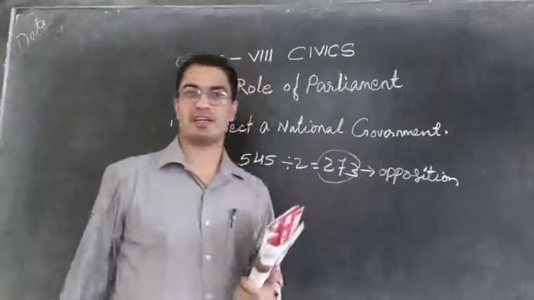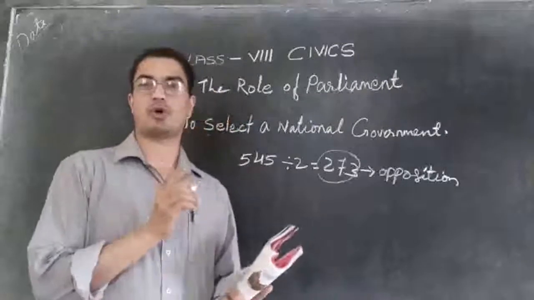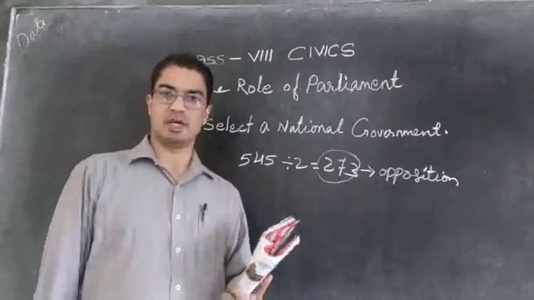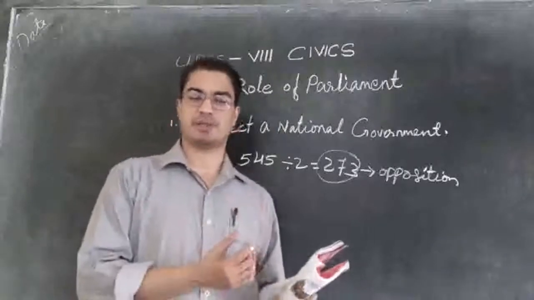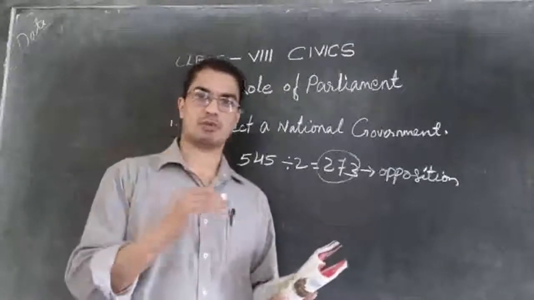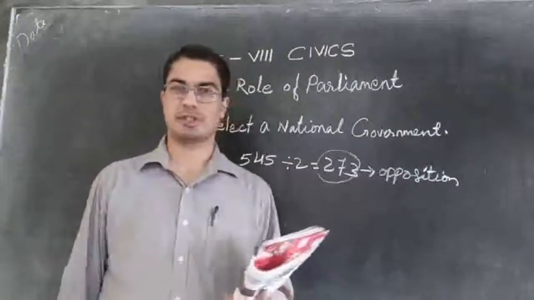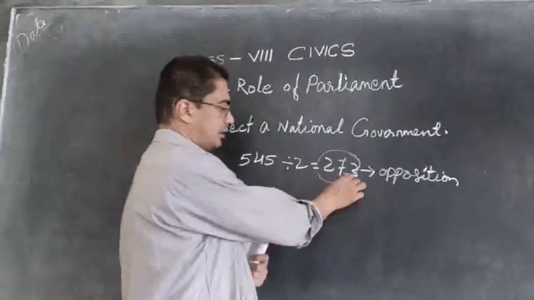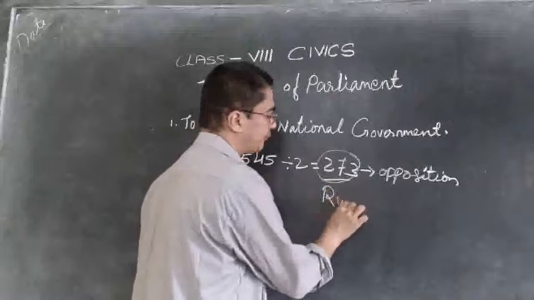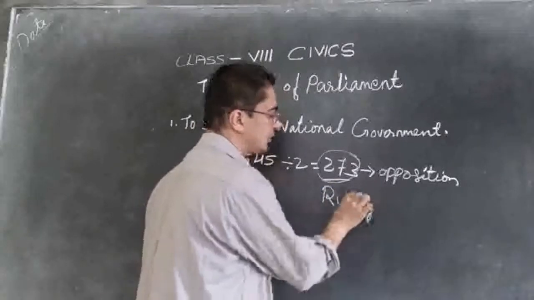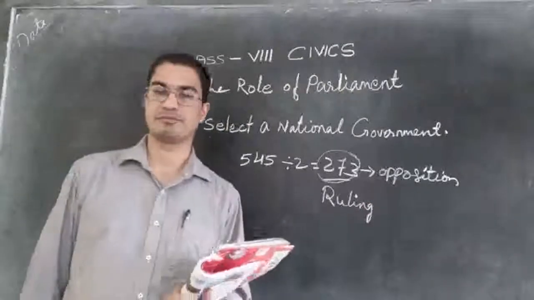So from the name itself we can understand what their role is. Their role is to oppose the wrong policies of the government. And if the government introduces something good, then they are supposed to support the government. And the government's wrong policies, they have to oppose. That is why they are called opposition. So the party that is forming the government will be called the ruling party, and all the rest will be known as opposition parties.